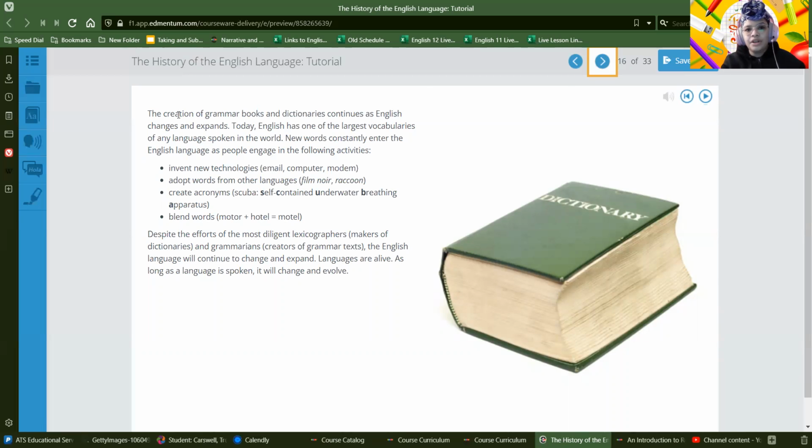So this basically just talks about grammar books being made. And it's the same thing. It's just books of rules for English and how people are supposed to use things, to give examples.